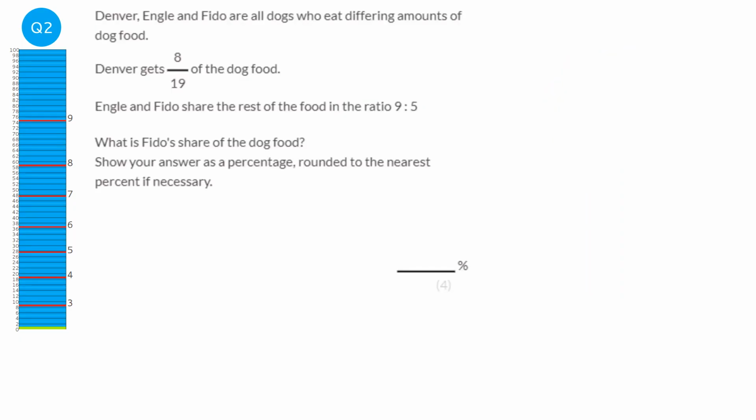So the first piece of information I'm going to focus on is the fact Denver gets 8/19. Denver gets 8/19, that means that Engel and Fido together must get 11/19 because they have to add up to 1. So we're only looking at 11/19. I'm going to focus on the ratio next of Engel to Fido. So it's 9 to 5.